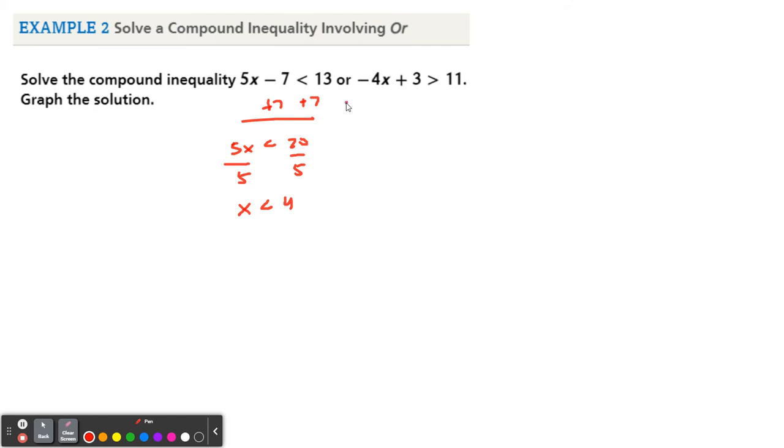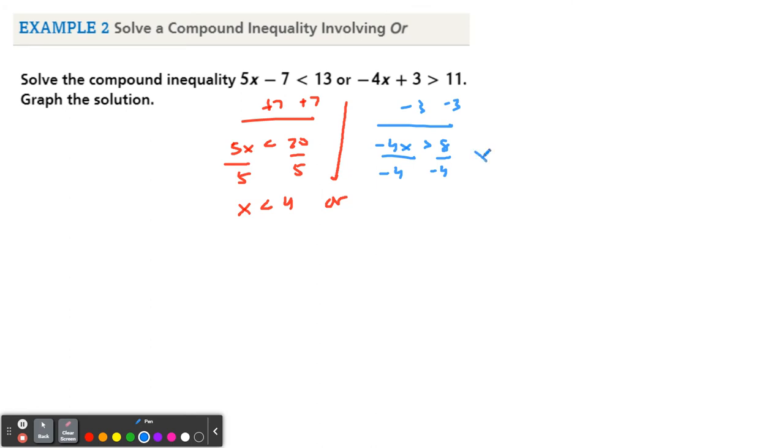Now I bring down this big giant or in between them. And now let's do the right one. So -4x plus 3 is greater than 11. Two things happening to x: being multiplied by -4, being added to 3. So let's subtract 3. So -4x is greater than 8. And now let's divide by -4.